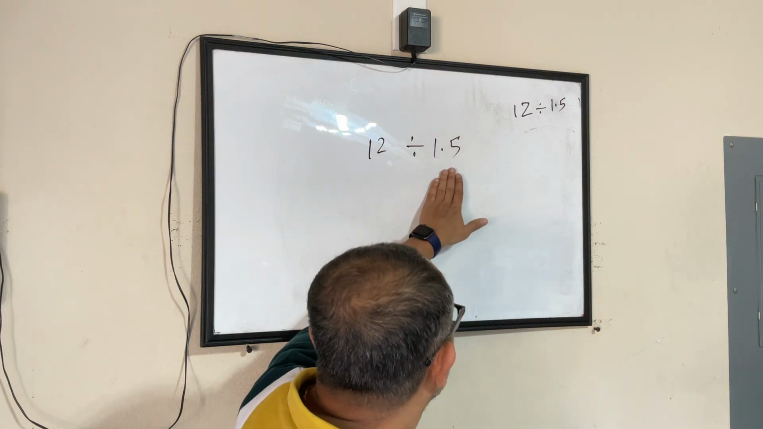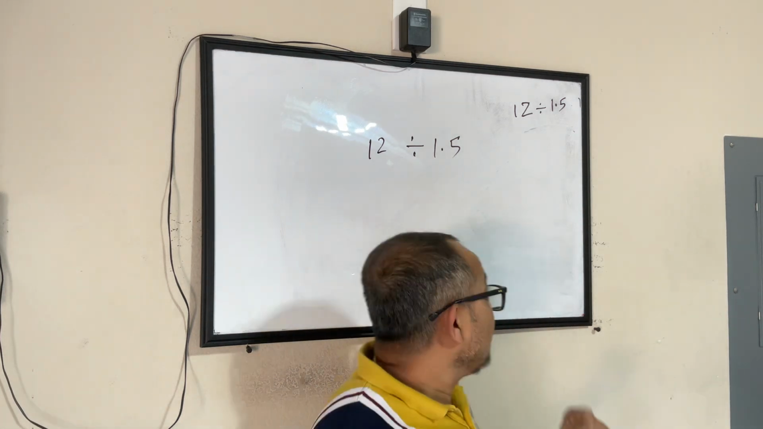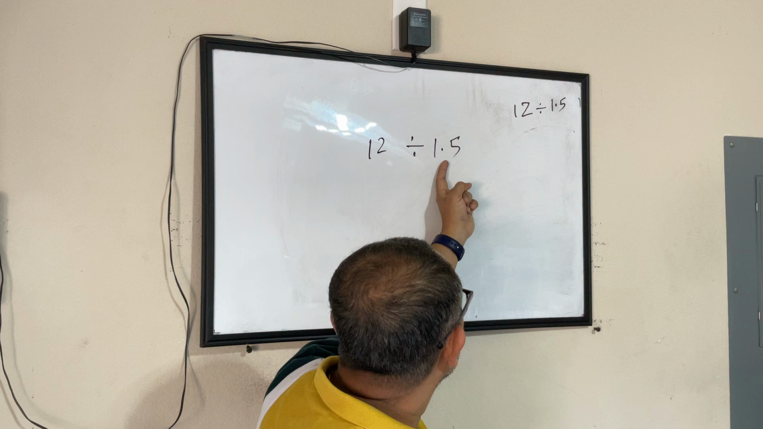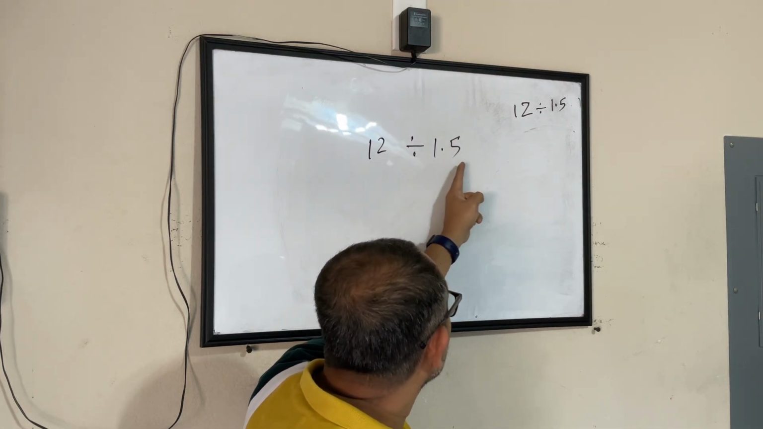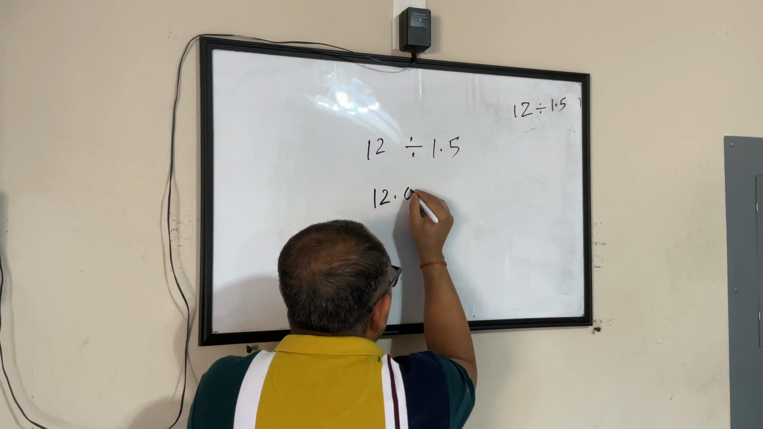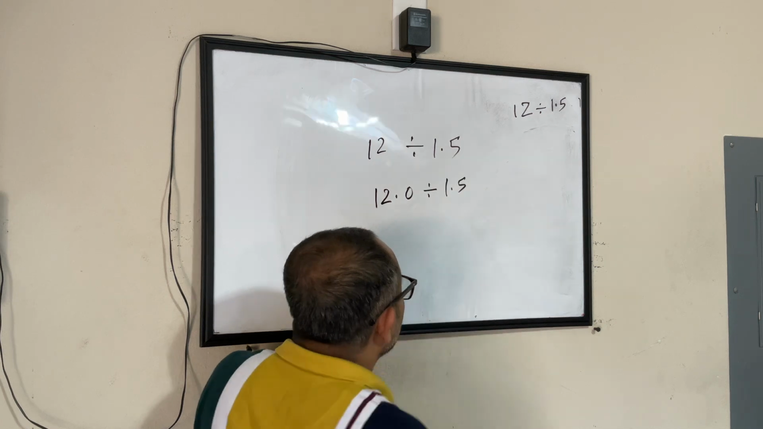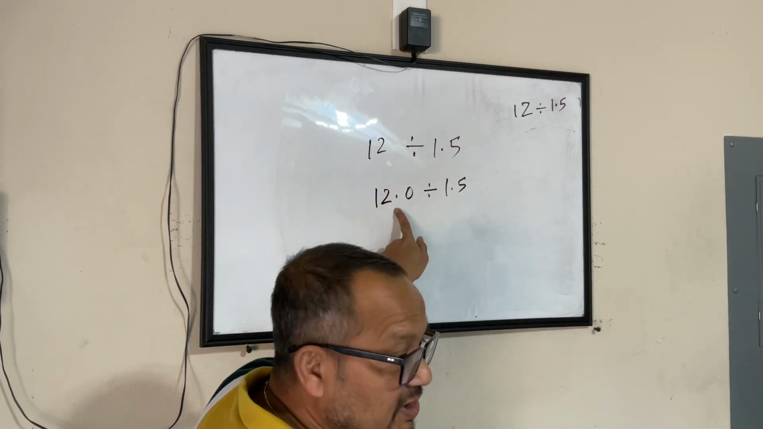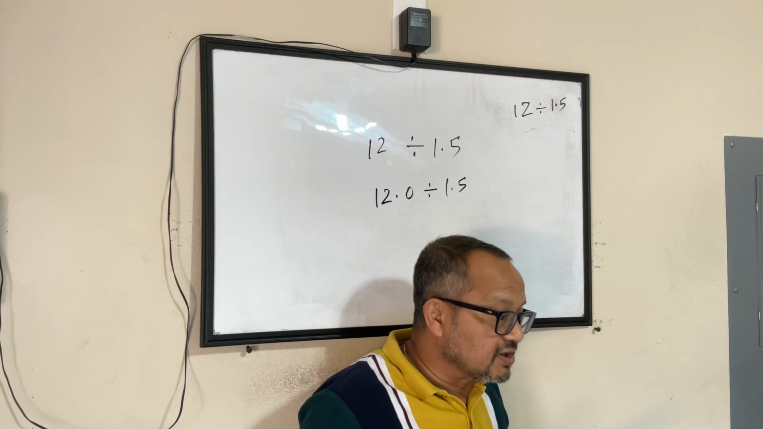So here, coming back to this, 12 is to be divided by 1.5. What is the first thing? First thing is, I should have the same number of digits after the decimal. This number doesn't have any decimal. This one has one digit after the decimal. So first I'll write 12 as 12.0. So both have matching numbers of digits after the decimal. So we are good to get started now.